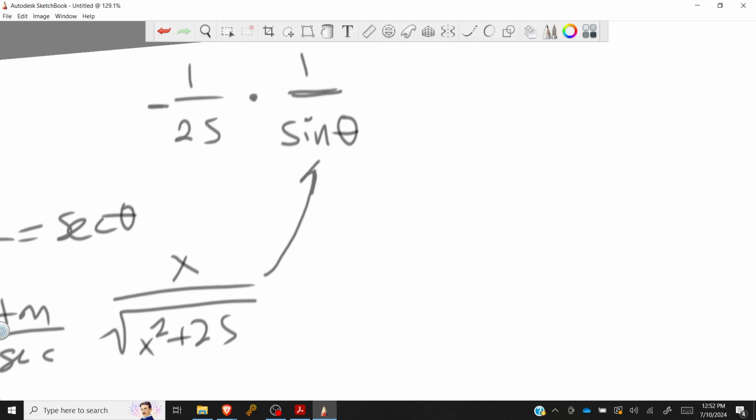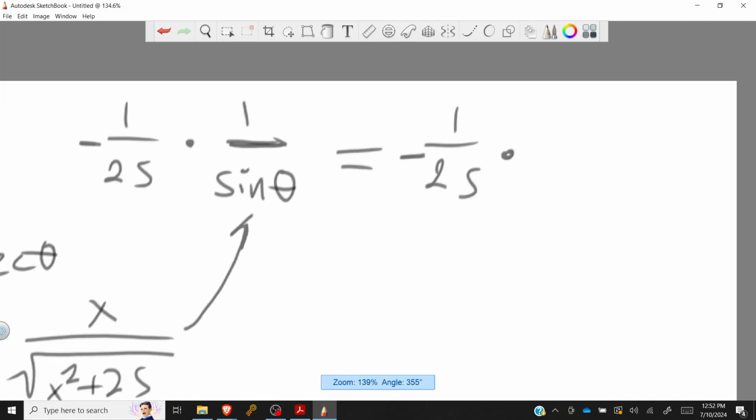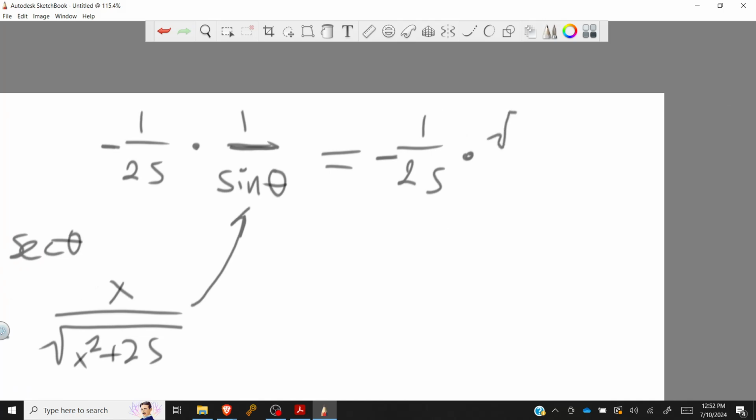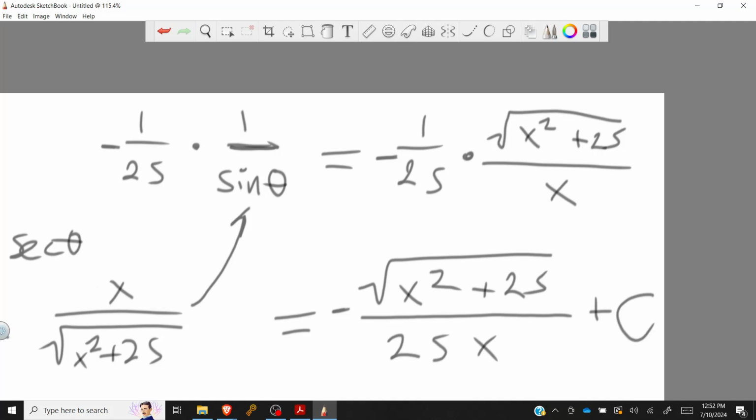So since it's on the bottom of a fraction, I'm just going to flip it. It's the inverse of it. So then this would equal negative 1 over 25 times the inverse of this fraction, which is the square root of x squared plus 25 over x. And that measures out to negative the square root of x squared plus 25 over 25x plus c.